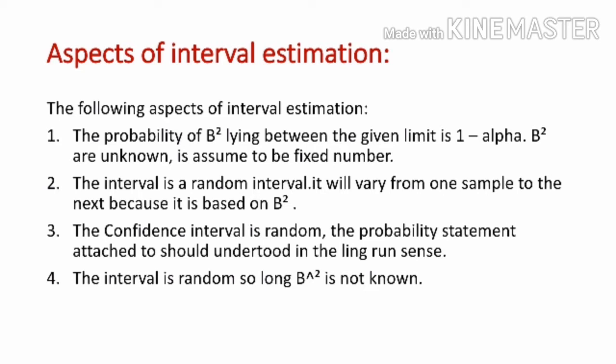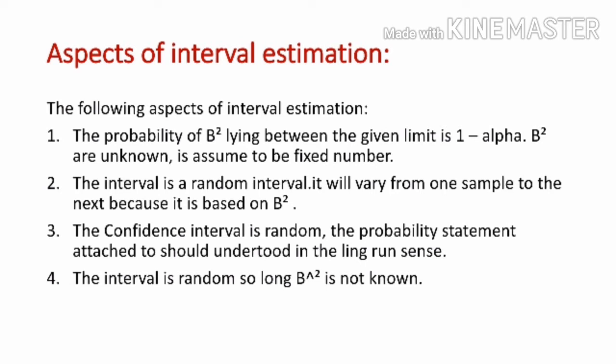Aspects of the interval estimation. Number 1, the probability of beta 2 lying between the two limits is 1 minus alpha. Beta 2 is unknown and is assumed to be a fixed number. Second point, the interval is a random variable. It will vary from one sample to the next because it is based on beta 2 hat.